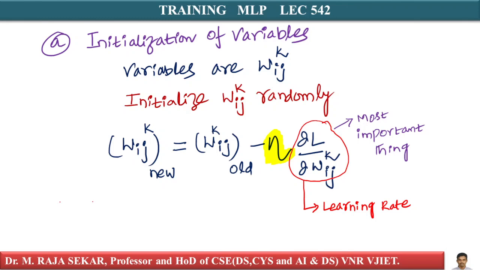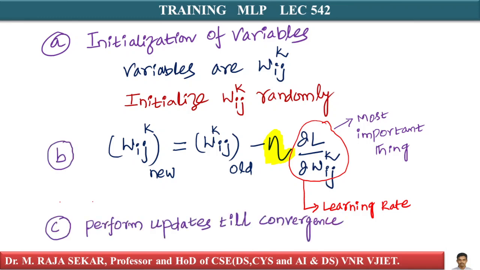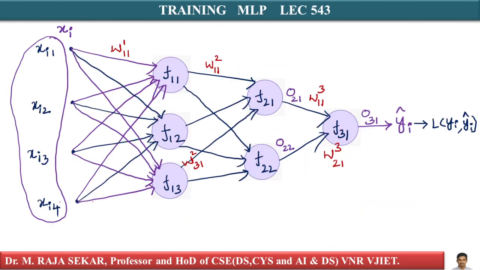But the most important thing, if you notice here, is this partial derivative. Which partial derivative? Dou L by dou Wkij. And this is the crux of the discussion, because once you know how to compute this partial derivative, you can keep updating these weights. This is about this update equation, Wkij new equals Wkij old minus eta into dou L by dou Wkij. That is B. What about C?